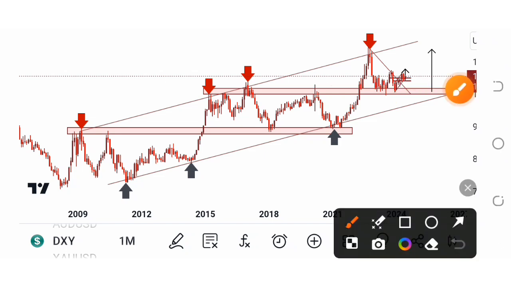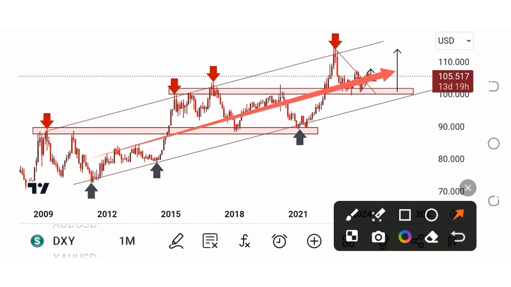Now the second reason is because, of course, as you can tell, the market is in a bullish trend, and I say this because the market keeps on making higher lows and it keeps on making higher highs. This is obviously out there.